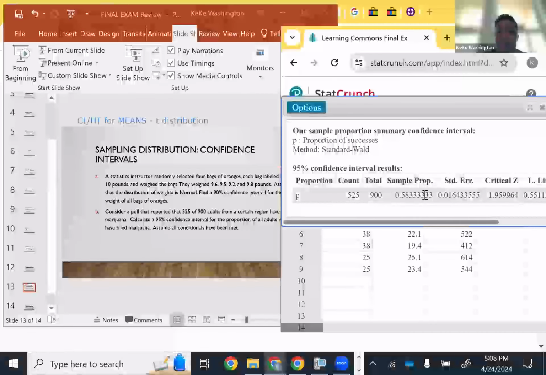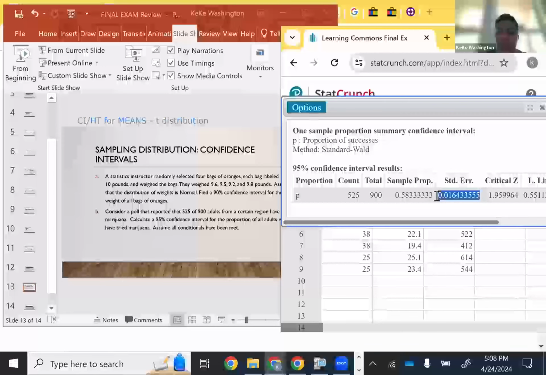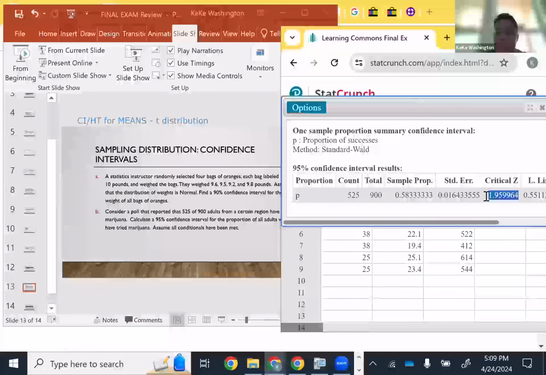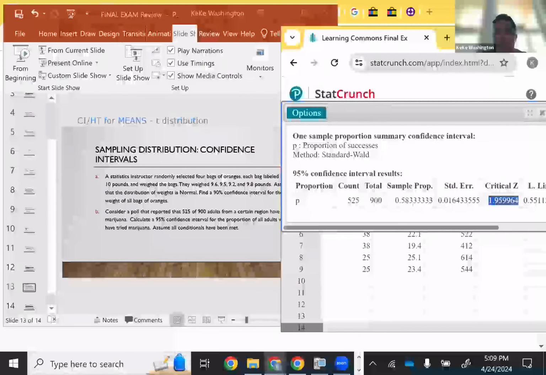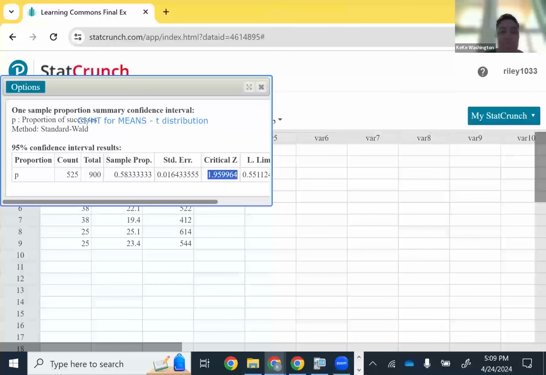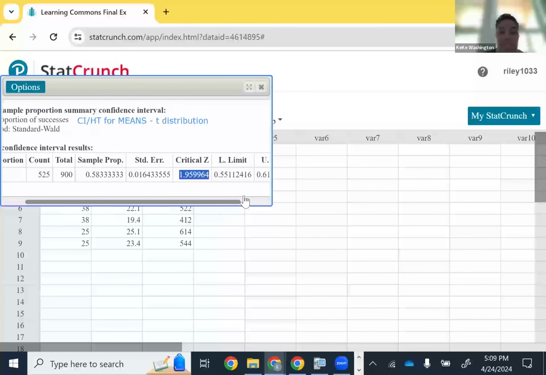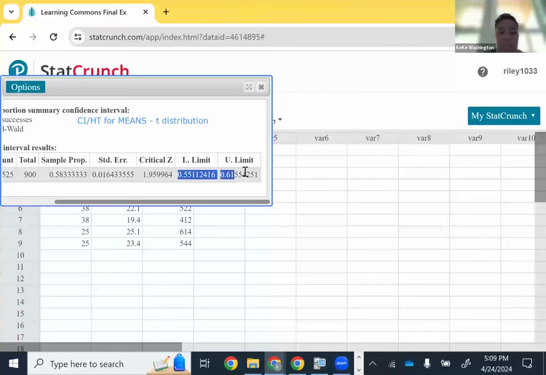So there's your standard error, sample proportion if it asks you for that, and your critical value. So remember again that we multiply the standard error times the critical value if you want margin of error. And then here's our confidence interval. So in this case, we are 95% confident that the proportion of all Americans who smoke marijuana is between 55 and 62%.